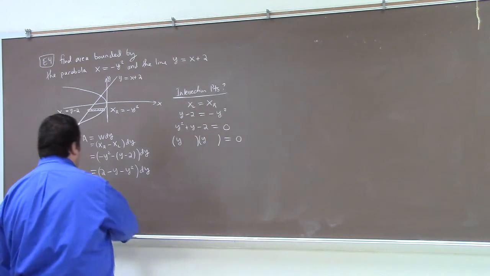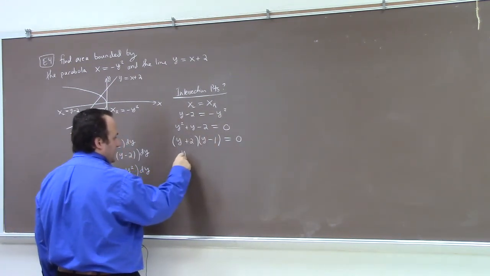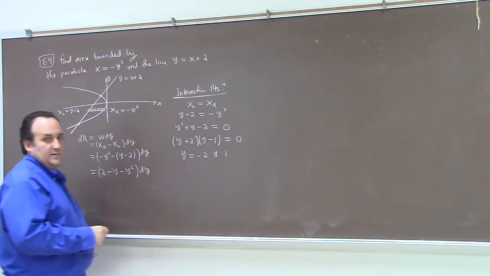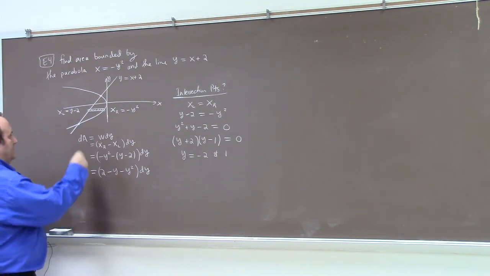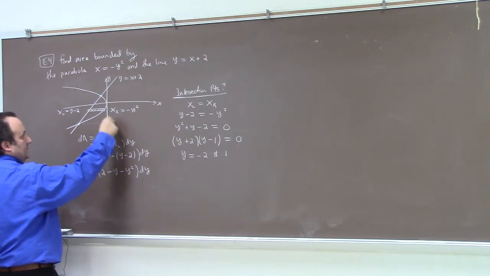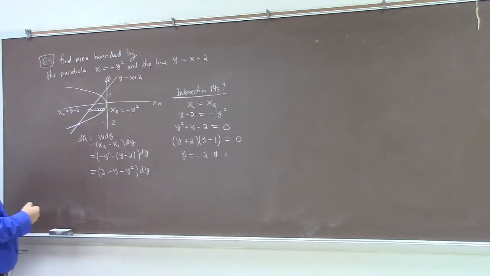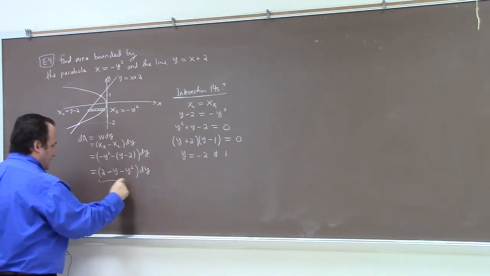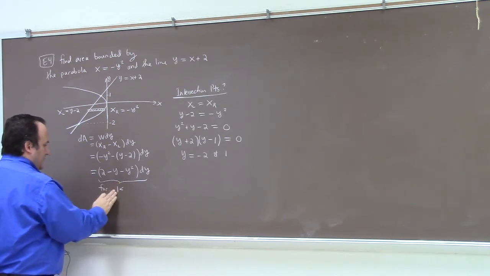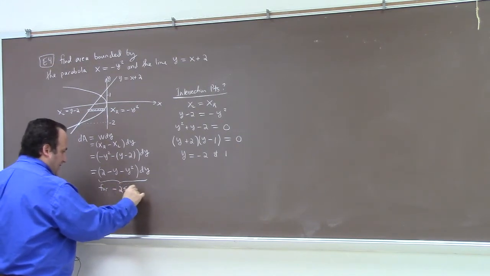Plus 2 and minus 1. That sounds right to me. So that means the points of intersection are at minus 2 and 1, right? In other words, this is for minus 2 less than or equal to y less than or equal to 1.